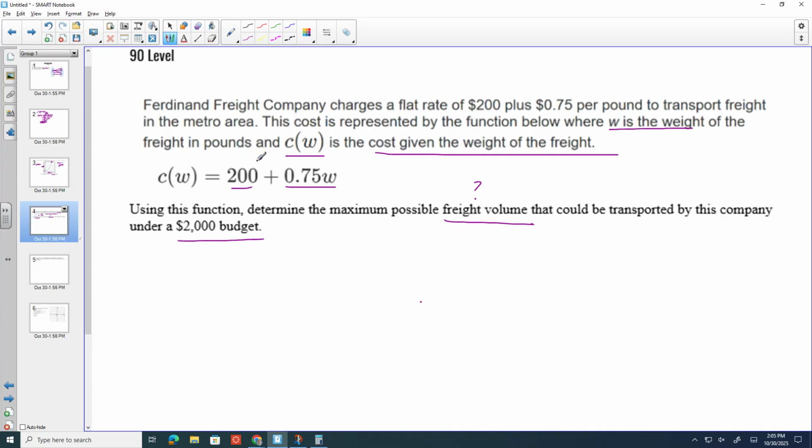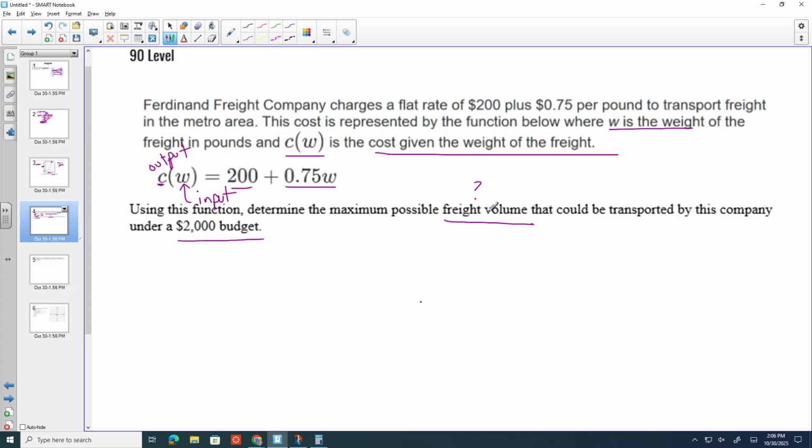And in order to answer that question, you have to think about the relationship between input and output. And that information is lurking here. W is the weight, and cost as a function of weight is the cost given the weight of the freight. So this notation here is telling us that cost is the output based on weight as the input. So we know that W represents the input, C of W represents the output.